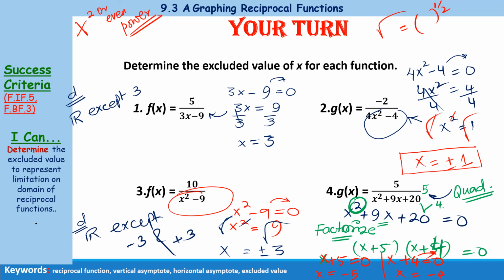So whenever you have a function with a square in the denominator, you will always have two values, because you have two roots, two zeros, or two solutions for quadratic equations. That's why you have two excluded values for such rational functions carrying a quadratic equation in the denominator.